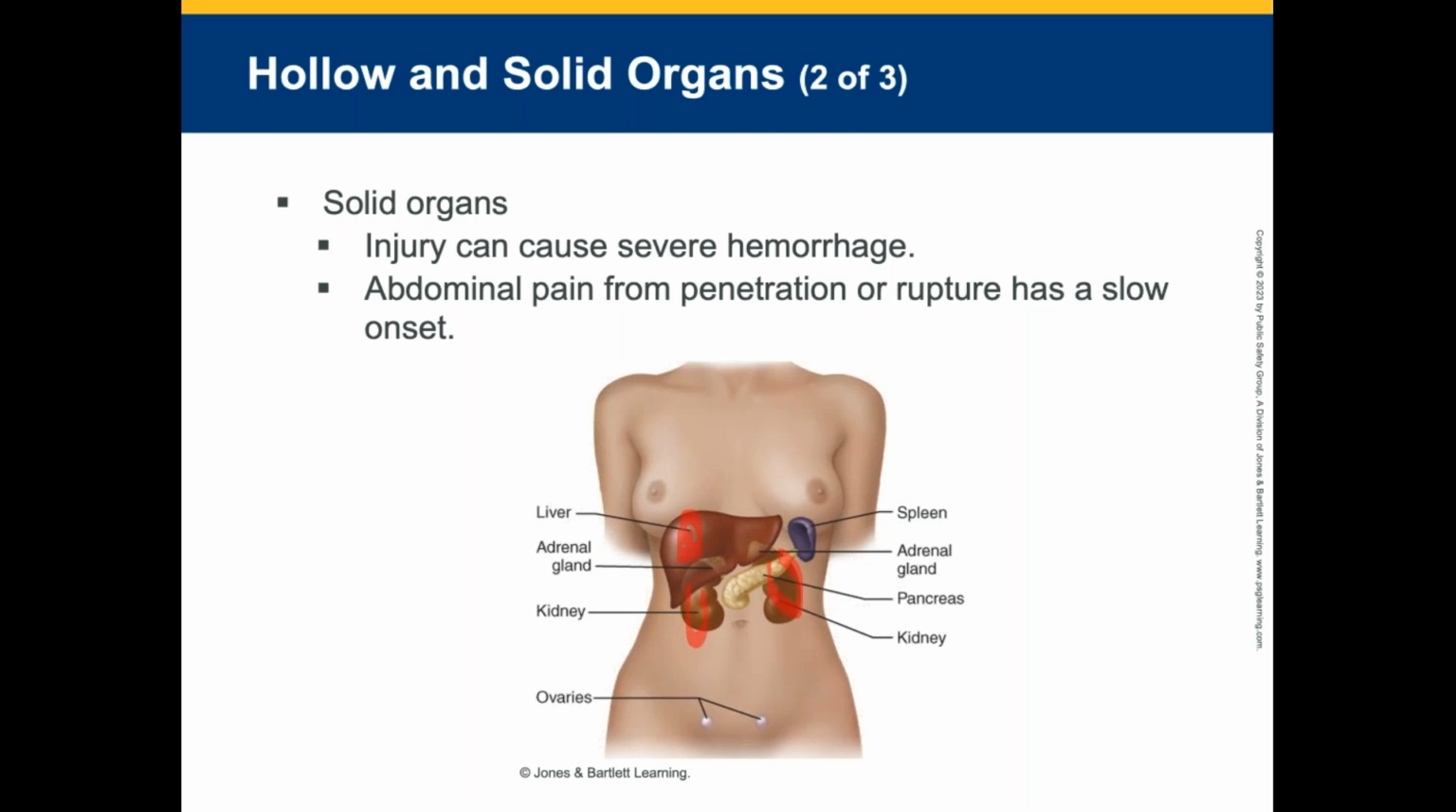So injuries can cause severe hemorrhage. Remember, solid organs are full of vasculature, so any one of these could bleed significantly if there's an injury. So the abdominal pain from penetration or rupture of a solid organ has a slow onset as well.